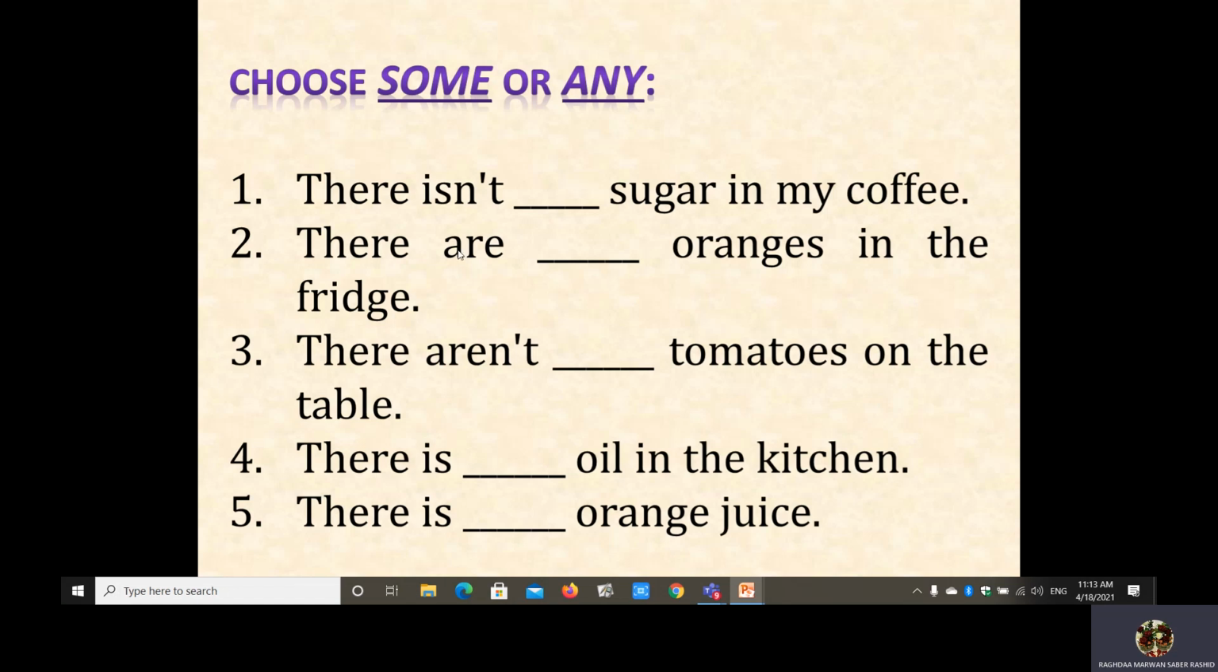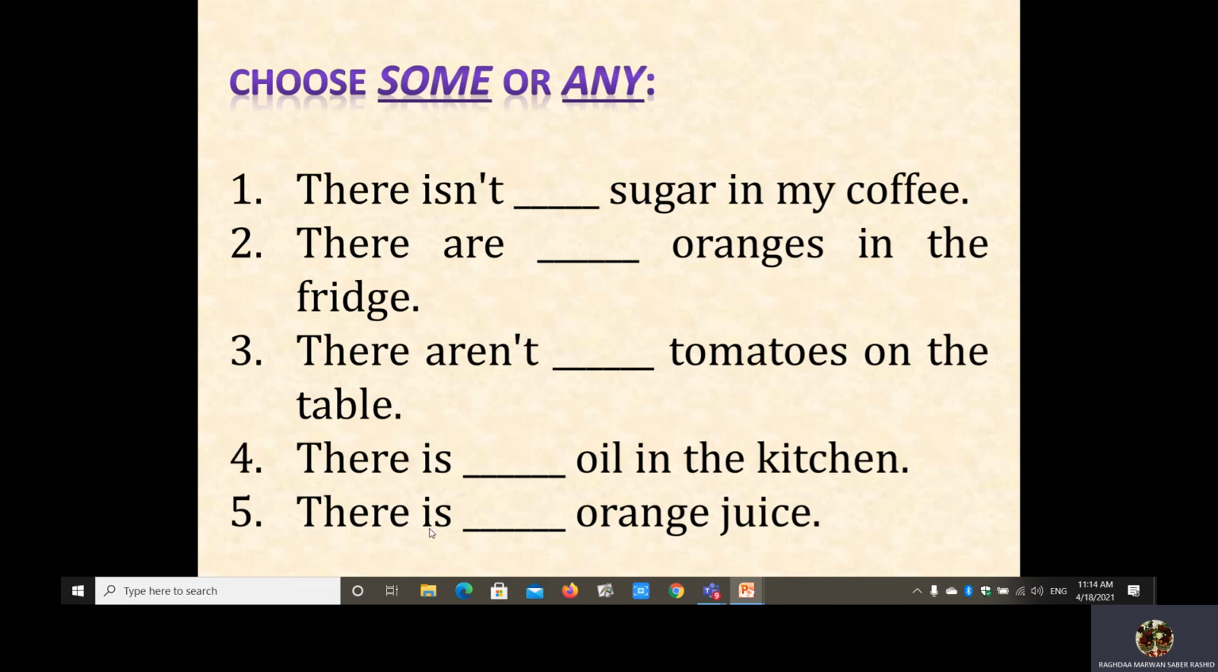There are some oranges. It's an affirmative sentence. We don't have negative or question, so we say there are some oranges in the fridge. Number 3, there aren't, negative, so there aren't any tomatoes on the table. There is some oil in the kitchen. Affirmative sentence, so we say there is some oil in the kitchen. Last sentence, there is some orange juice because we have an affirmative sentence.